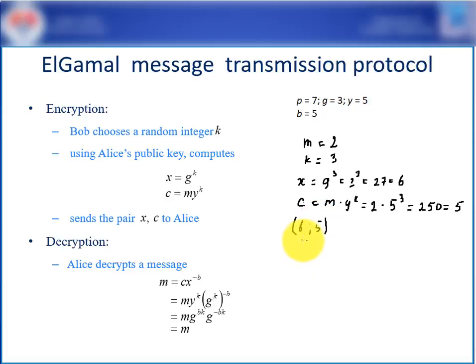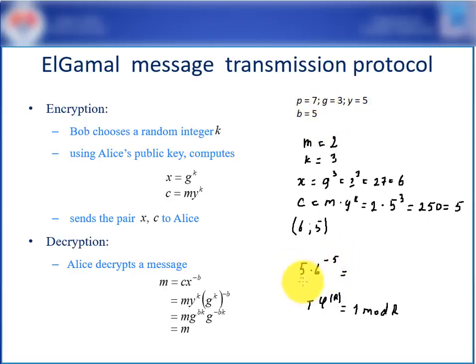To decrypt the ciphertext, Alice takes 5 multiplied by 6 to the power of minus her private key, which is equal to 5. However, in the field, we cannot raise an element to a negative power. Therefore, we will make use of Euler's theorem, according to which a number a raised to the power phi of r is equal to 1 mod r whenever a and r are relatively prime.